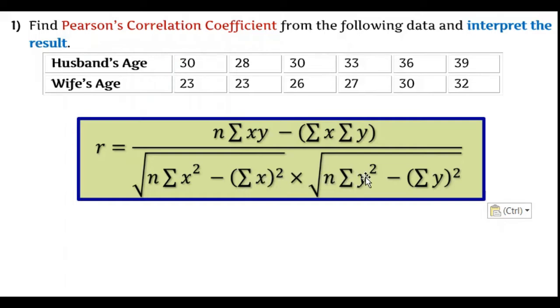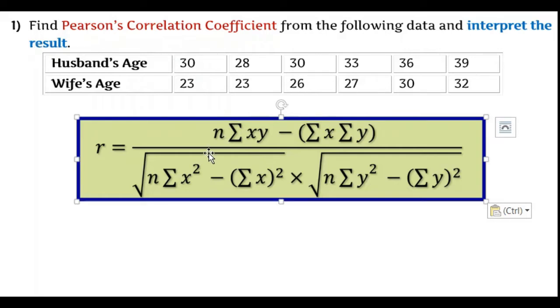Next value which we need is sigma y square. You square y, then you sum it up, that is equal to sigma y square. Sigma y you will get when you add the wife's age, and then you have to find the whole square of that, that is equal to sigma y whole square. So these are the information which you need. If you see the equation, additionally what we need to calculate is xy, x square, and y square. X and y are already given in the question. So that is what you need to calculate.